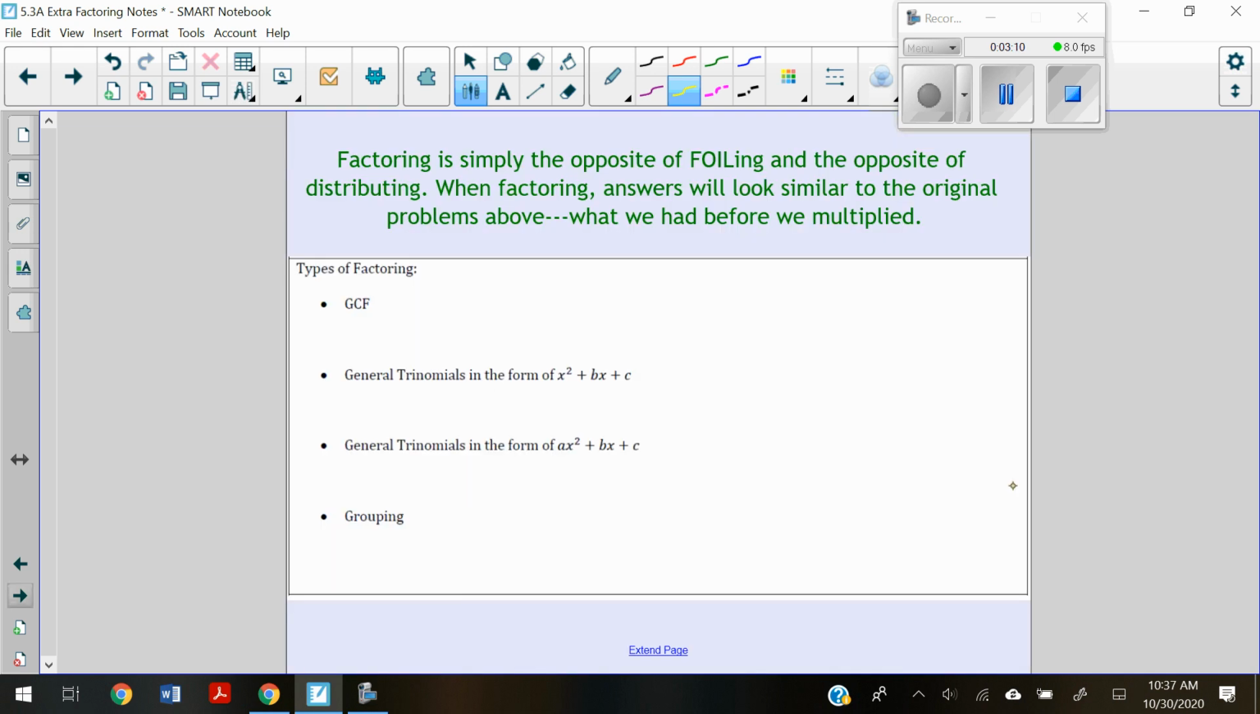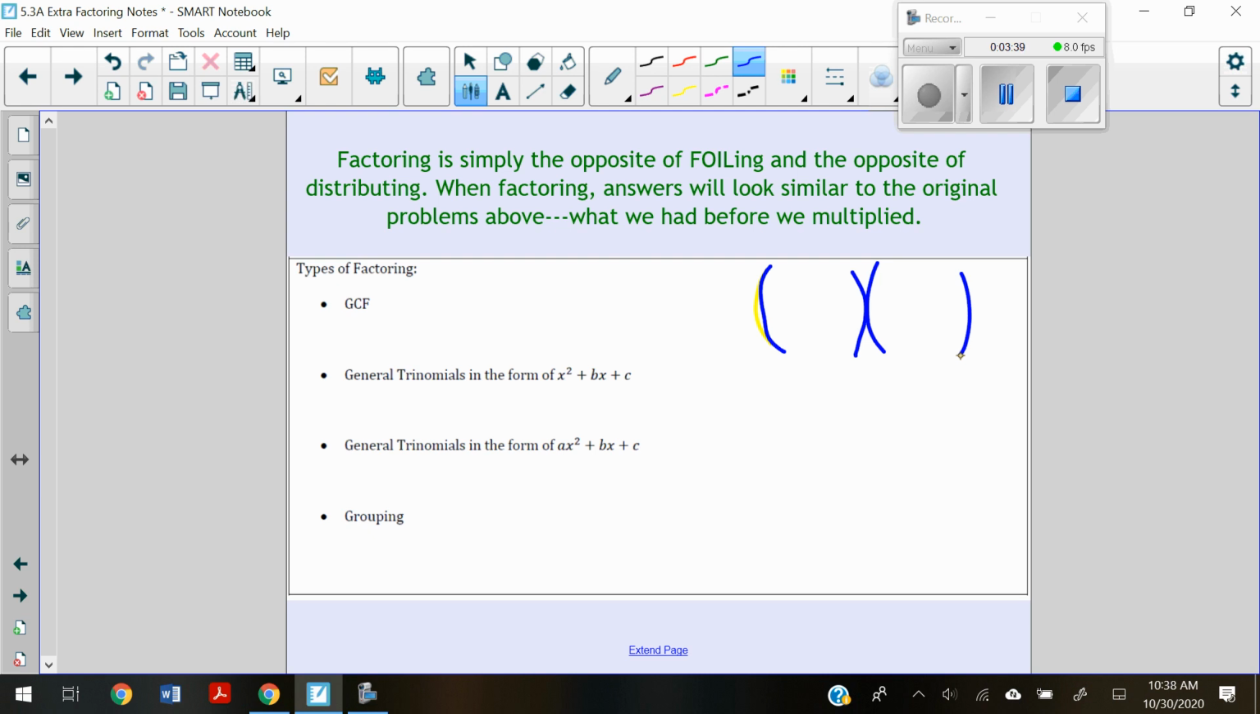All right, so factoring is pretty much simply the opposite of FOILing or box method, and it's the opposite of distributing. So when we factor, the answers are going to look like the similar problems that we'd had before we multiplied. So for example, in our previous units, we've talked about multiplying things like this. We did FOIL or we did box method. That now is what our answers will look like.